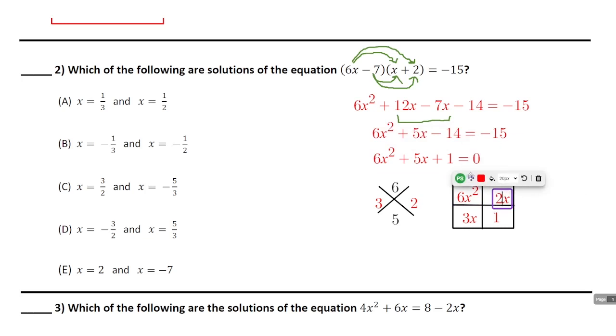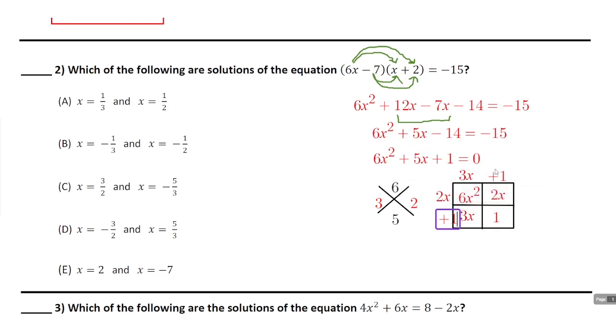And so now that I've got the box filled out, I'm going to pull out the greatest common factor of each column and each row, and that's how I'm going to get the factors for this polynomial. So the GCF of this first column is going to be 3x. The GCF of the second column is going to be, well, I guess it's just 1, so plus 1. The GCF of this first row would be 2x. And the GCF of the second row will be 1.